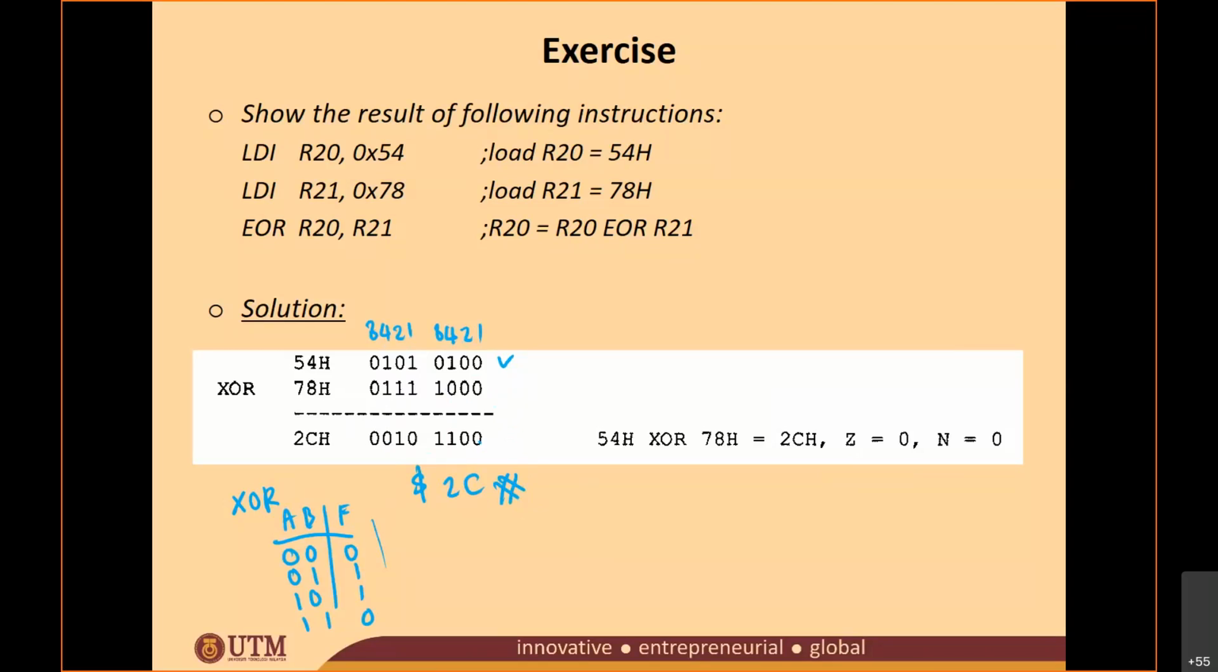Okay, any question? Okay, for the last three questions, it's just for the logical ones. Okay, logical question examples. As long as you know the truth table of your logical function, then you can answer this question.